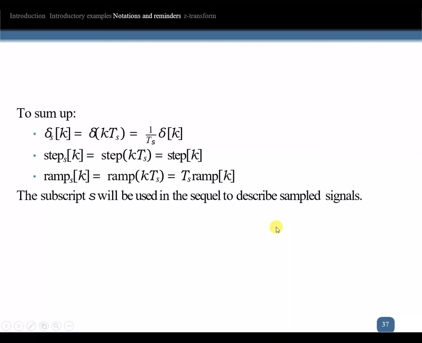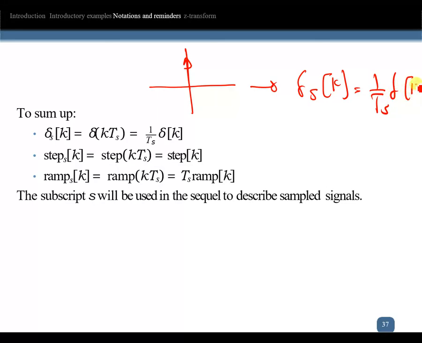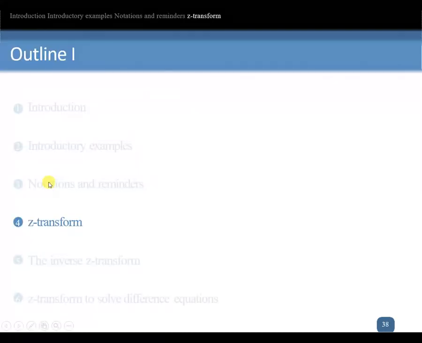If I summarize this: if you have a Dirac and I take the sample of it, the sample of the Dirac will be 1 over Ts Dirac k. A step doesn't change. For the ramp, the sample becomes ramp of kTs, or Ts ramp k. This is the summary of the rules that we learned.